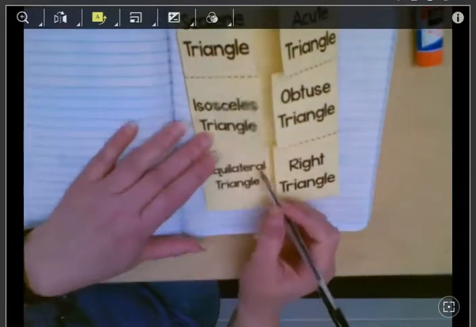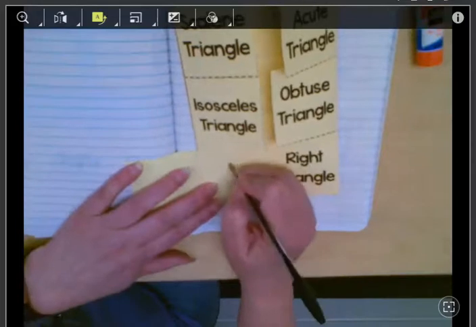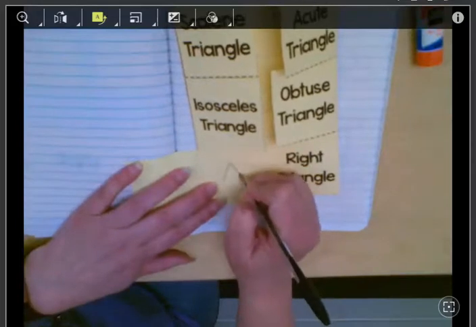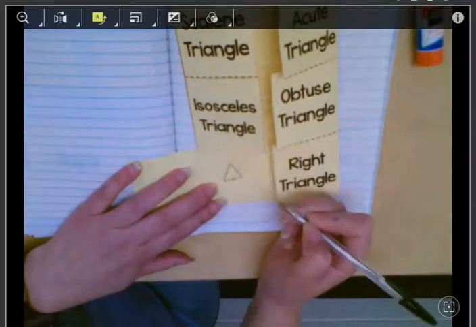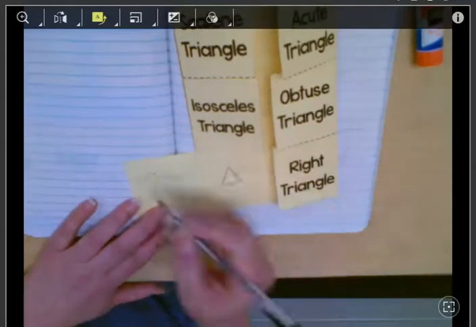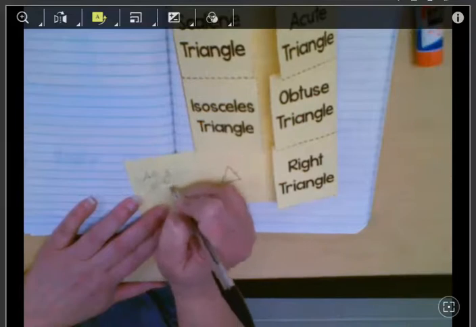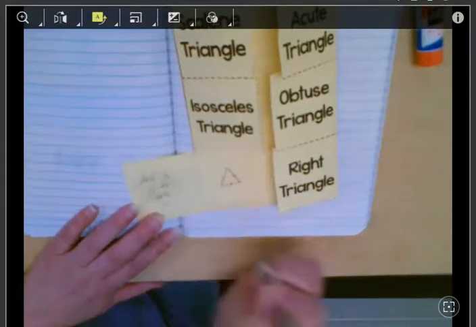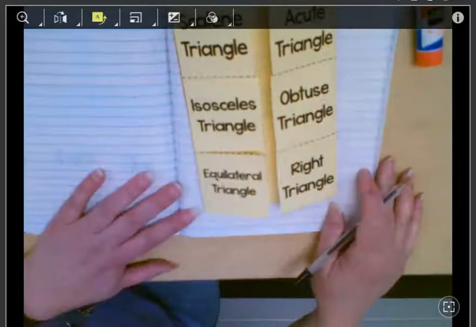And then obviously equilateral, part of the word equal in there. Equilateral is going to be a triangle, and of course human error is not going to make this perfect, but I can show my tick marks to show that all three sides are equal. By doing that, I can say all three sides are equal, or the same length, equal lengths. So that's pretty much how I put that page together.